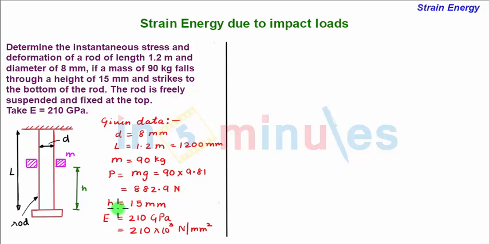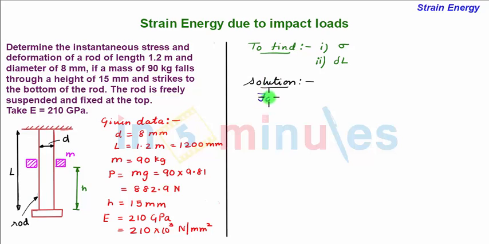The height through which the mass falls, h, is equal to 15 mm and E is equal to 210 gigapascal. So it is equal to 210 into 10 to the power 3 Newton per mm square. So in this problem we have been asked to find first the instantaneous stress sigma and second the deformation in the rod, which is delta L. So now let's solve the problem.